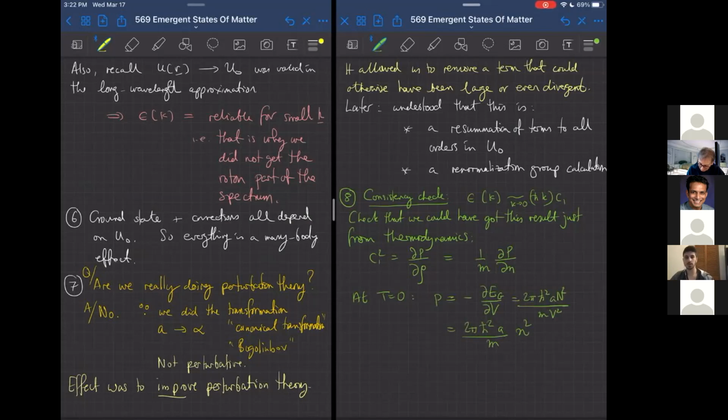And so therefore, if I now differentiate that to get c1 squared, what I get is 4 pi h bar squared a over m times n. And you'll recognize the thing in front of the n, that's just u naught n over m. And so that's exactly the speed of first sound.